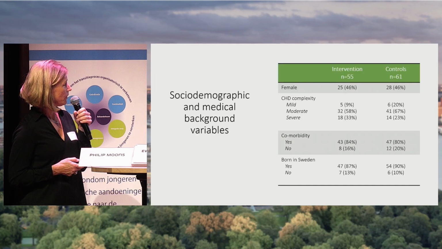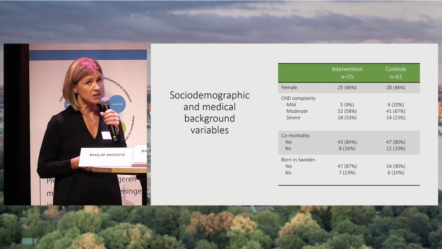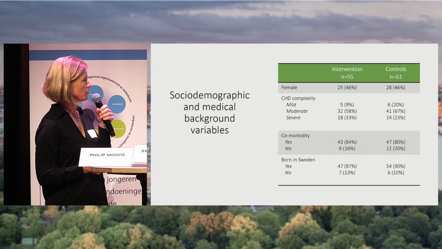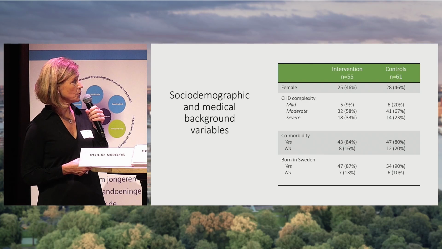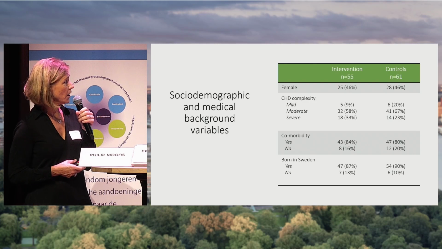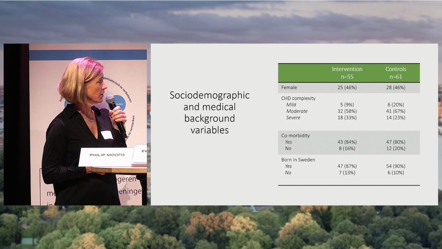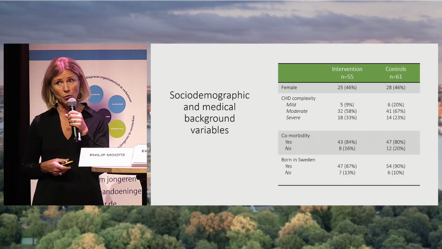Well, just very briefly, some socio-demographic and medical background variables. These are the results from the randomized controlled trial, not from the third control group. We had 55 adolescents in the intervention group and 61 in the control group. And there were no differences when it comes to CHD complexity, comorbidity, or whether or not they were born in Sweden.